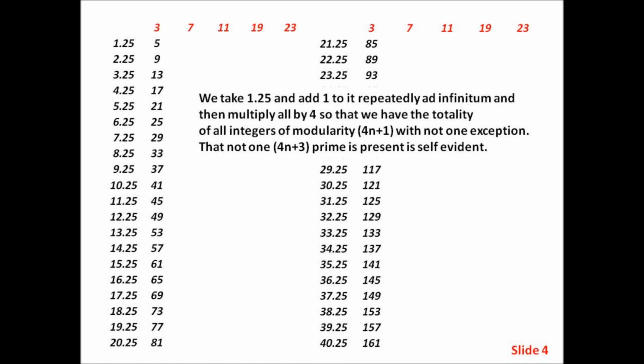We take 1.25 and add 1 to it repeatedly ad infinitum, and then multiply all by 4, so that we have the totality of all integers of modularity 4n plus 1, with not one exception. That not one 4n plus 3 prime is present is self-evident.